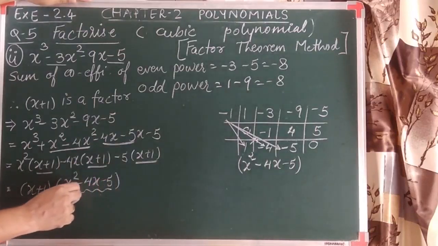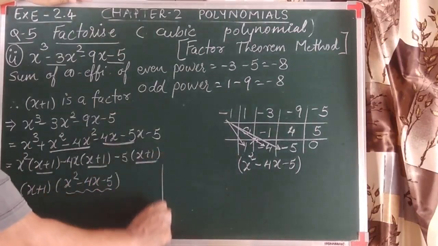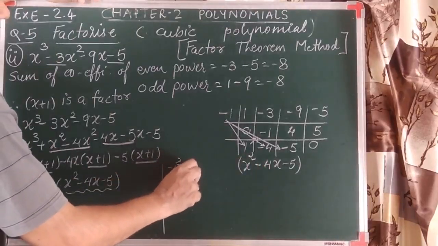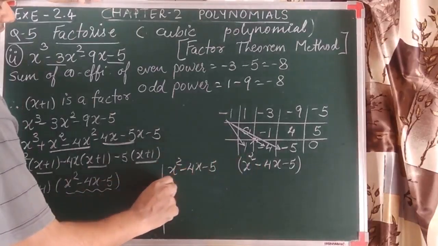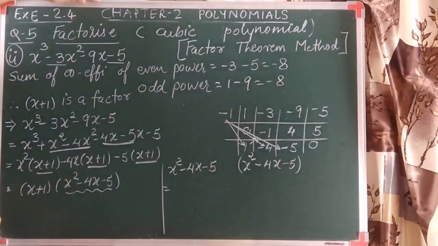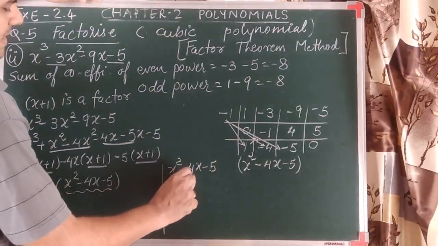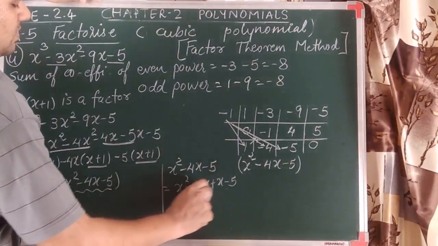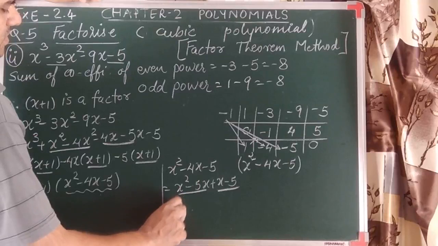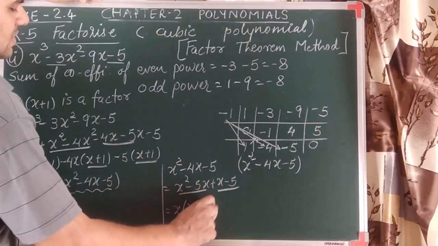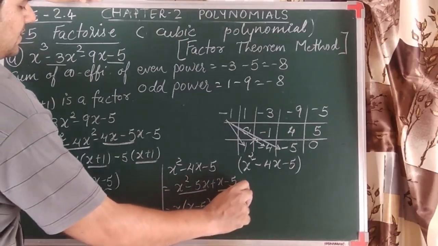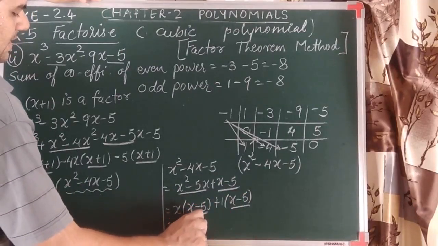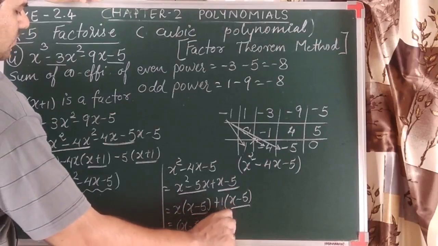Now you can see it's a quadratic polynomial. So let's find the factors of the same term again. It is x square minus 4x minus 5. We have to find the factors of 5 that give 4. 5 ones are 5, correct. x square minus 5x plus x minus 5. Take common from the first two and last two. The common is x, so x minus 5. Common is 1, so x minus 5. So one of the factors is x minus 5 and another factor is x plus 1.